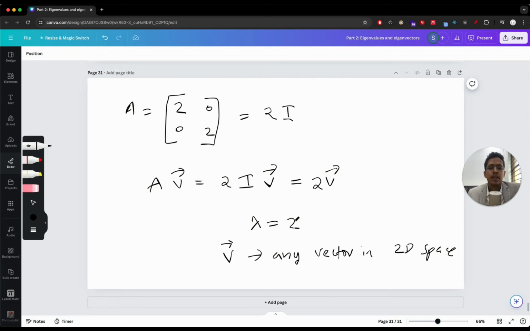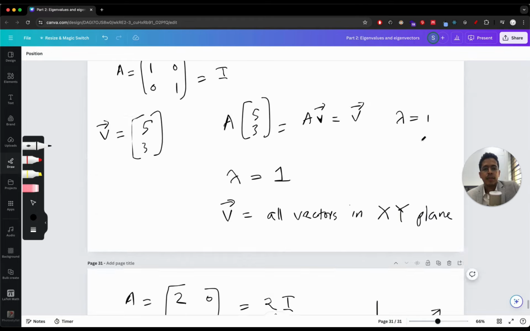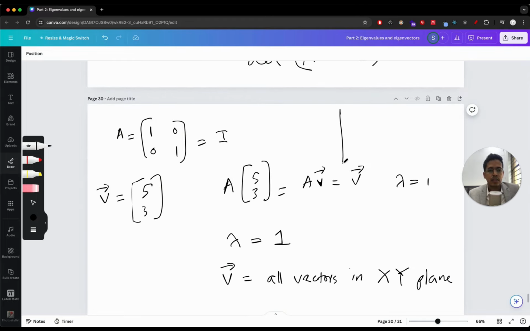So essentially, if you take any vector, if this was the original vector, the only thing that happens to the vector is it will get scaled by a factor of 2. In the previous case, if this was the xy space, the only thing that happens to this vector is it will just get multiplied by 1, so it will stay there itself.